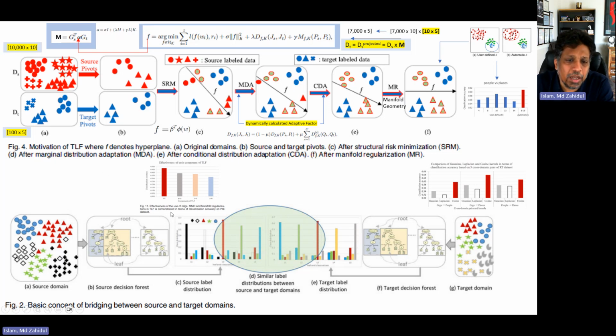Now, here is an experimental result that we also conducted to see the importance of different regularization approaches: ridge regularization, manifold regularization, and MMD, and see their impact. We get the accuracy of our proposed technique, TLF, in terms of classification accuracy very high, but if we set sigma equals 0, meaning that we are neutralizing the ridge regularization, then accuracy drops. If we neutralize the MMD regularization, accuracy further drops. And if we also discount the manifold regularization, accuracy also drops. So it shows the importance of each of these components.